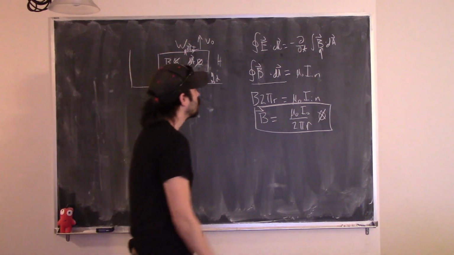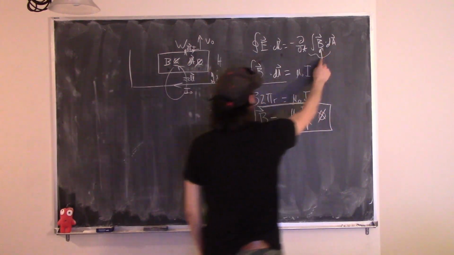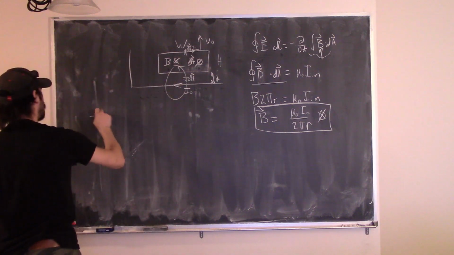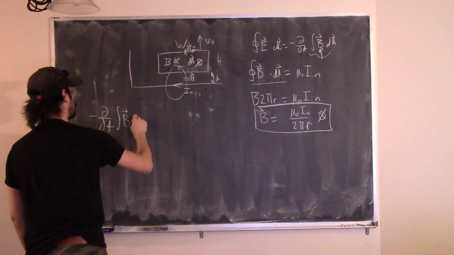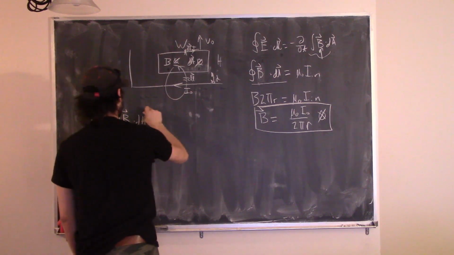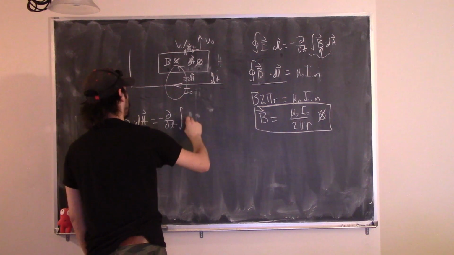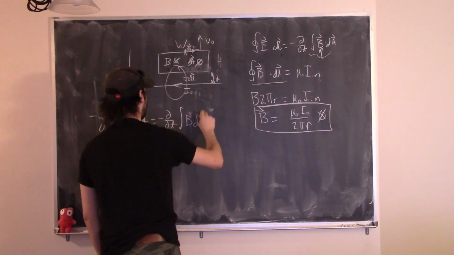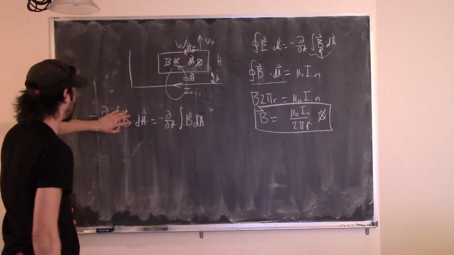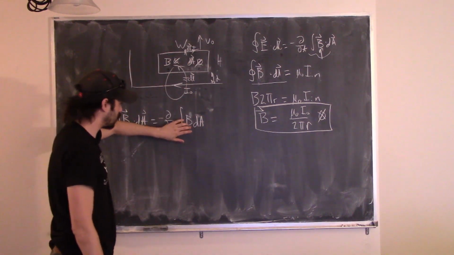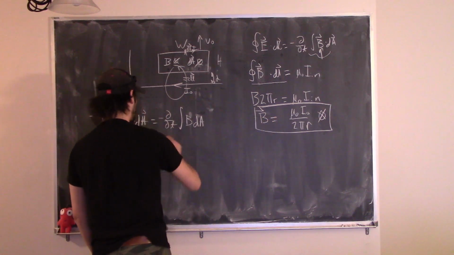Okay, so now what we can do is evaluate the right-hand side of Faraday's law, and this is going to say the negative partial derivative with respect to time of the integral of B dot dA is just going to be equal to the negative partial derivative with respect to time of the integral of B times dA. Okay, so we took this dot product. So the b vector dot the dA vector is just going to be B dA. So we can plug in what our magnetic field is here.